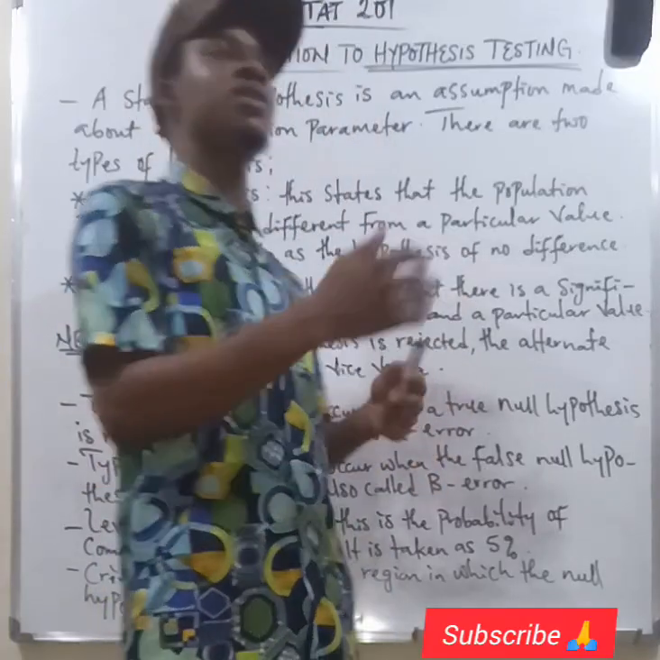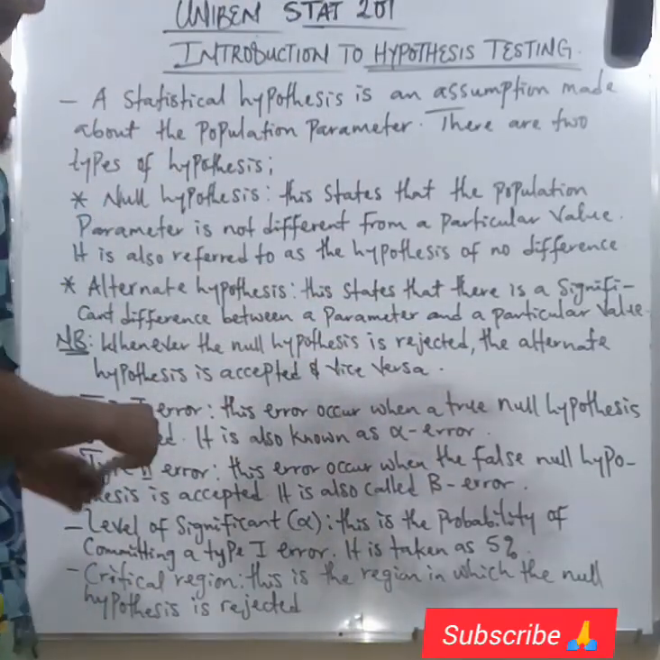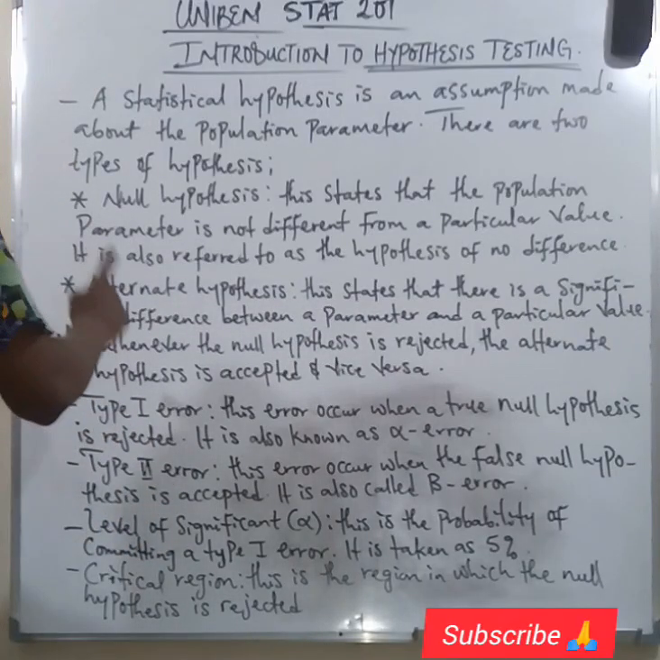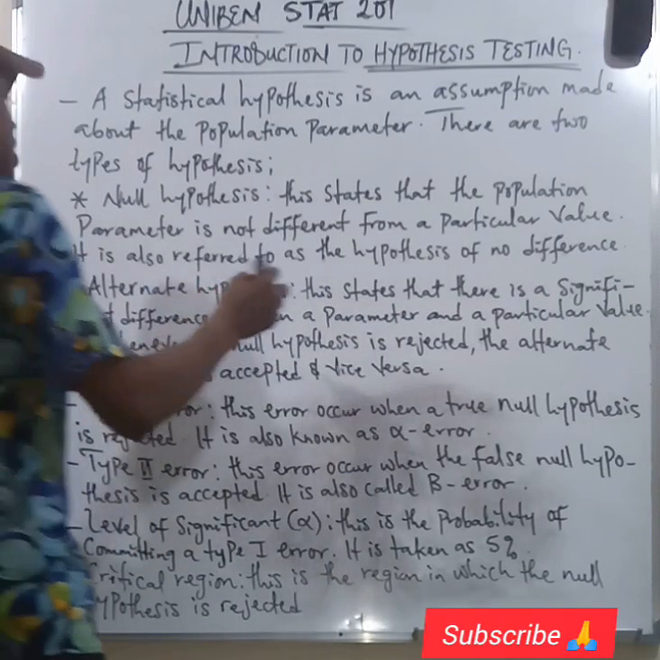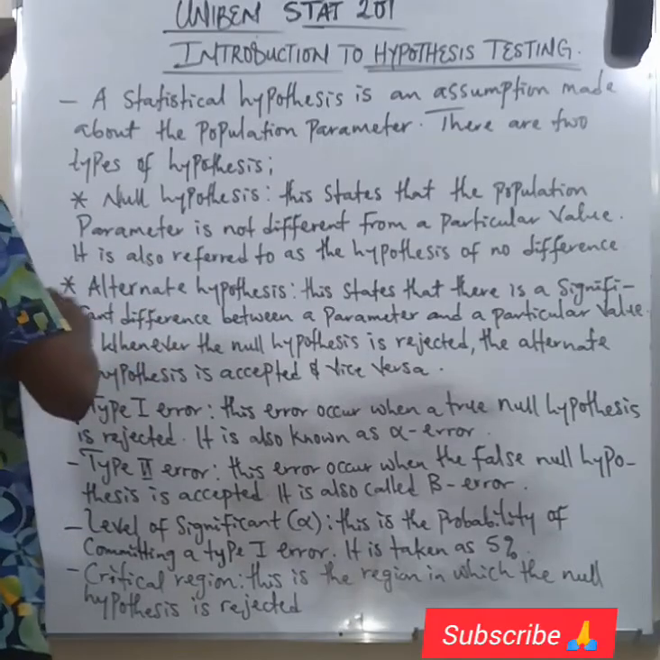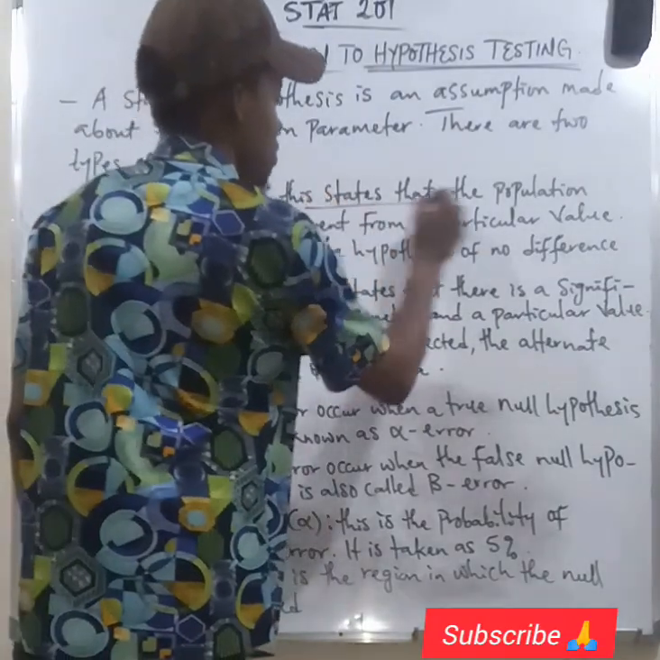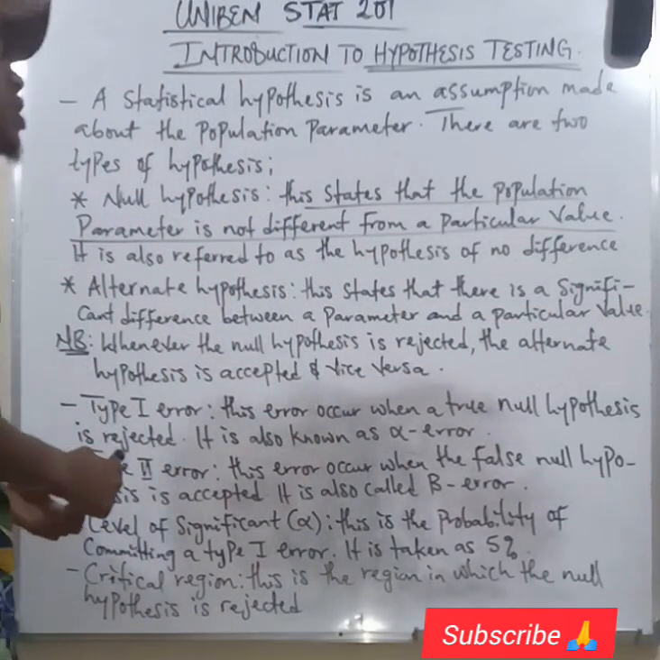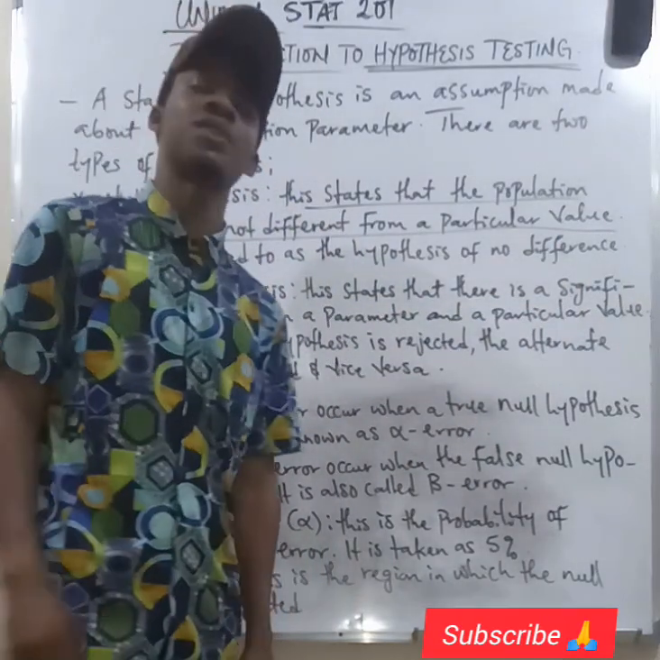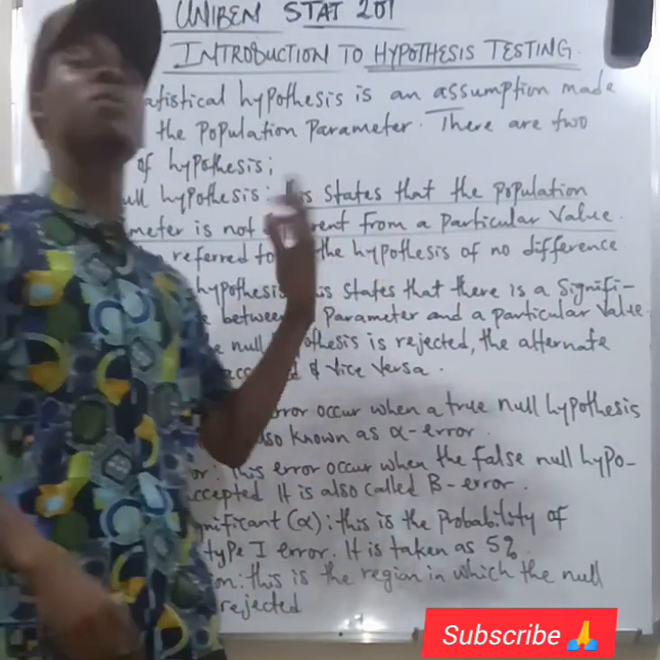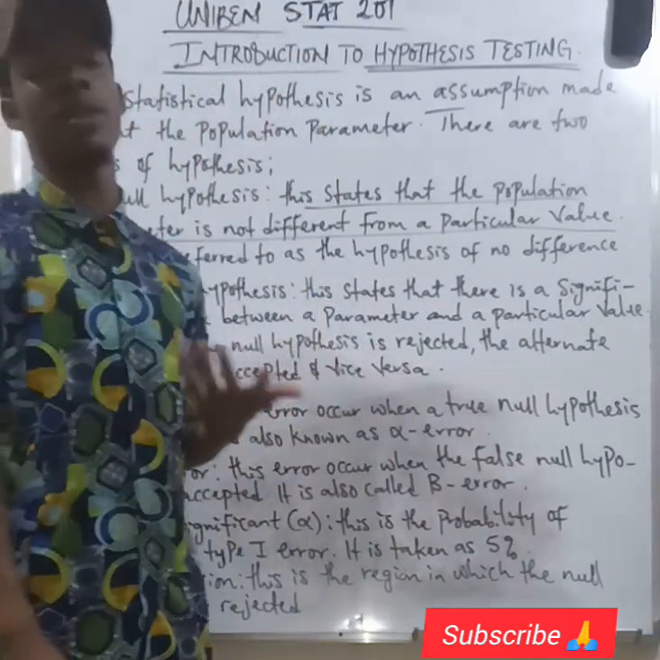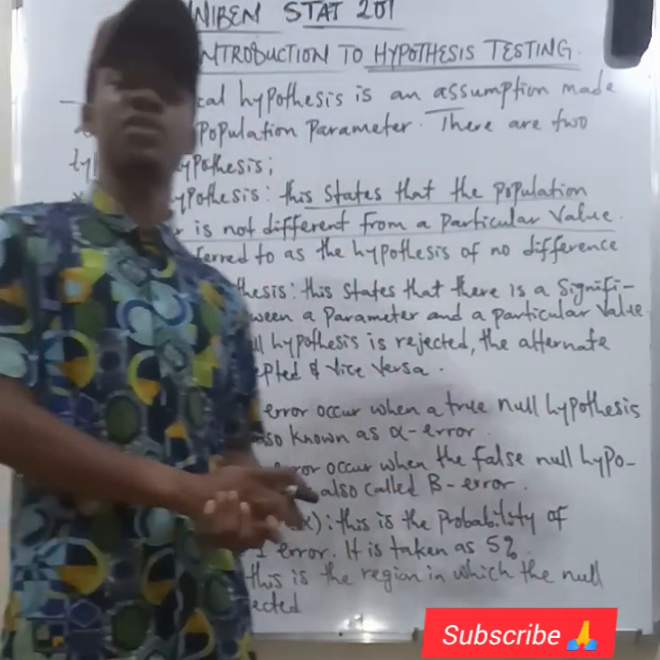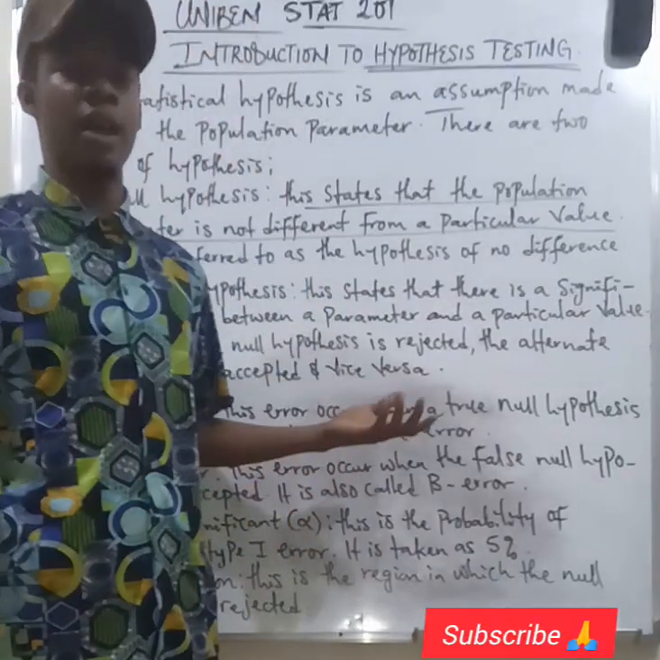So that will now lead us to two types of hypothesis. Now we have the null hypothesis. This is that the population parameter is not different from a particular value. So when the population parameter is not different from a particular value, you just say it is the null hypothesis. So that is why I gave an illustration.